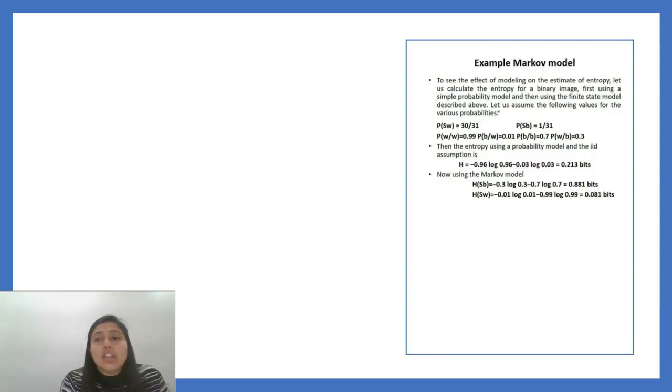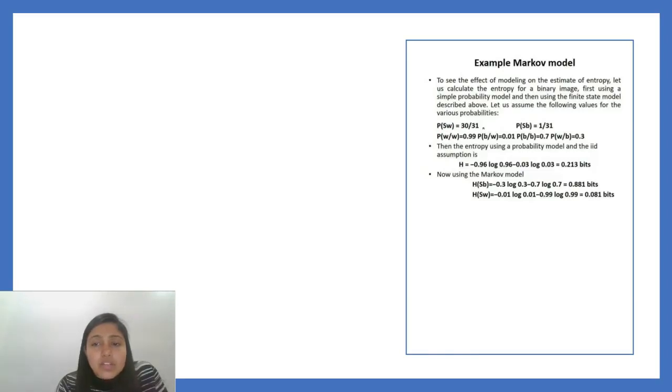Next, if I have to check the effect of the modeling on the estimate of entropy, we will calculate the entropy for the binary image. To check whether the next element is white or black, a whole lot of calculation would be done. First, we use a simple probability model, then the finite state model described above, as we have learnt in the previous slide.